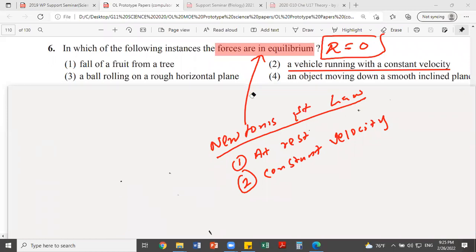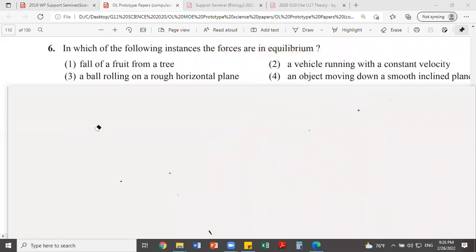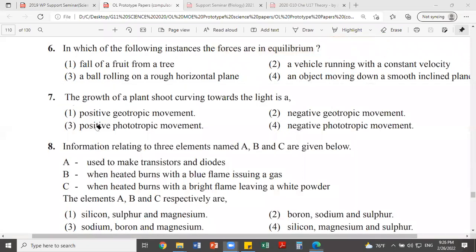Right, I'll erase the screen. Question number 7, the 7th MCQ. Any volunteers?